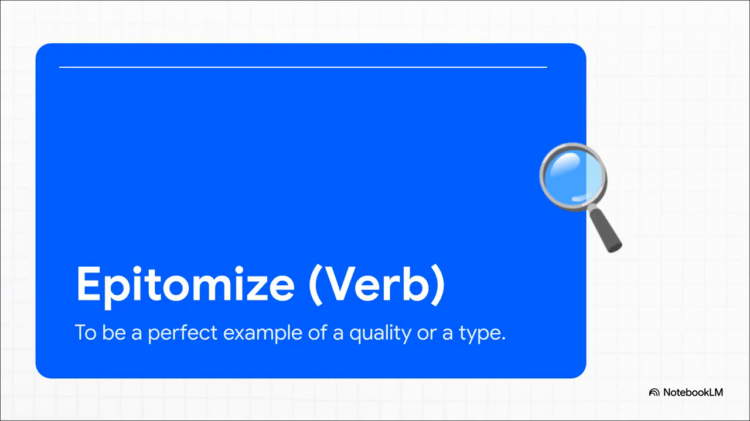When something is the absolute perfect example of a quality, we say it epitomizes it. It's the best of the best. For instance, an incredibly elegant and simple solution to a super complex problem, that could epitomize deep understanding. It's not just a good example, it's the example.